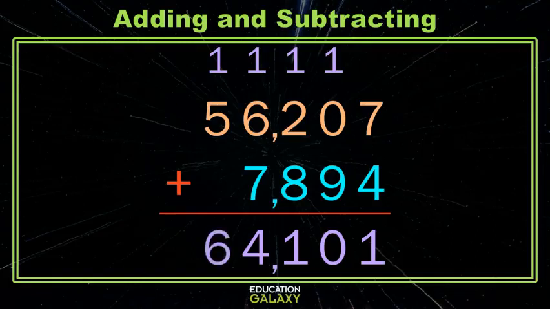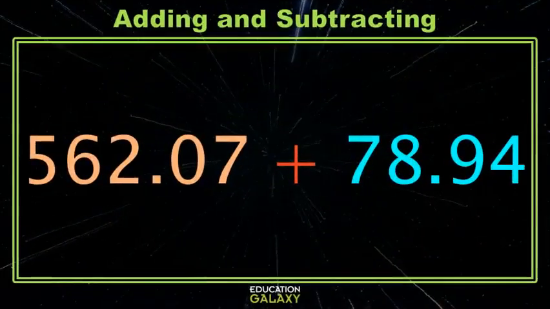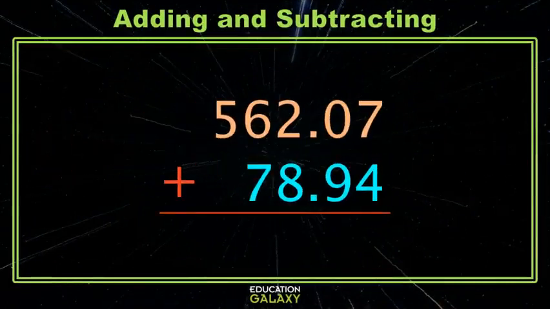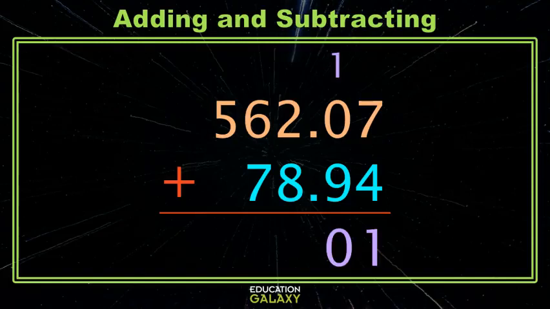Now, what if I have numbers that look kind of like this, but they have a decimal? Does that change things? Well, it doesn't change the fact that we need to line our numbers up by place value. And now we can add as we usually do. 7 plus 4 is 11. We leave the 1, carry the 1. 1 and 9 is 10. We leave the 0, carry the 1, and don't forget your decimal.